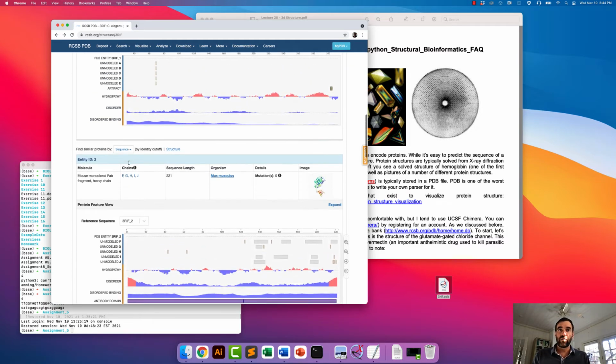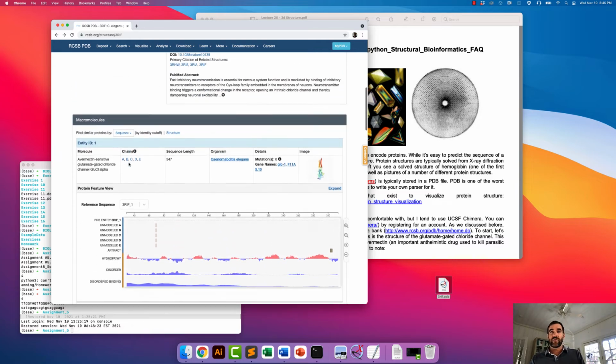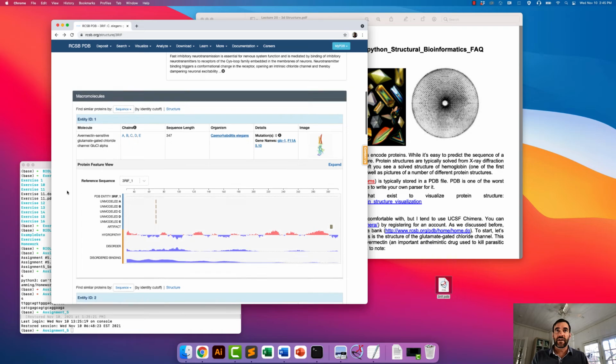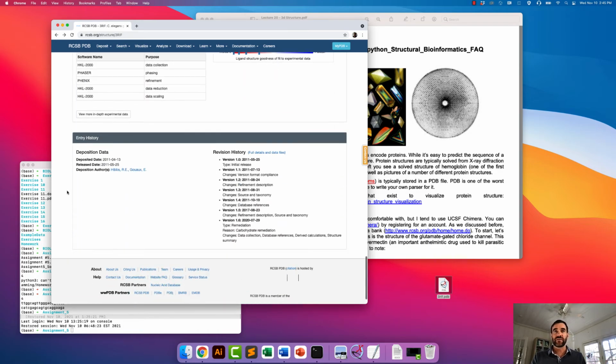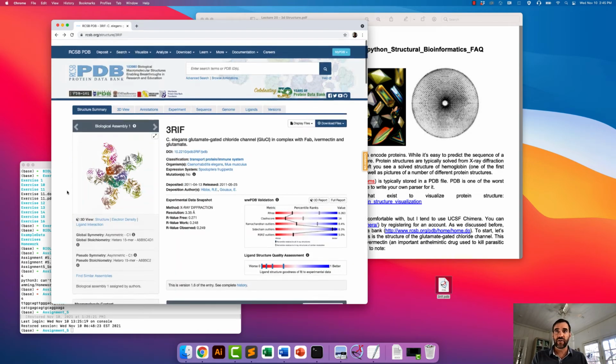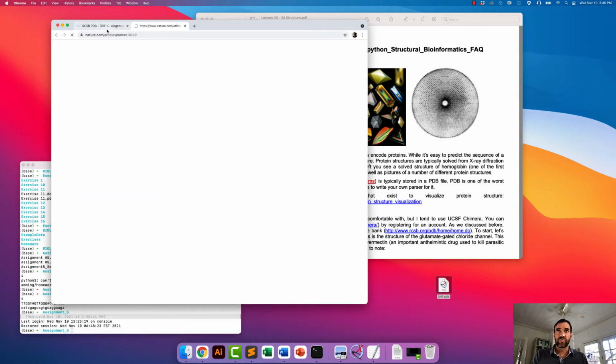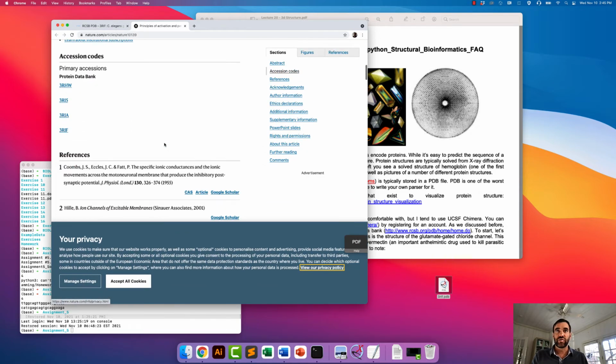So whenever you are looking at a particular protein structure, it's good to go over the PDB and understand what all is in this file that you're about to download. And even reading this paper is probably a good thing to do.